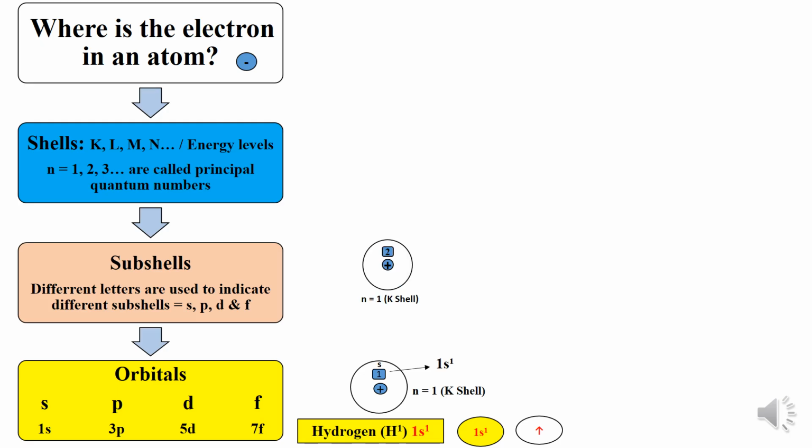And in case of carbon, two electrons are present in the 1s orbital in the first energy level, and in the second energy level, that is in the L shell, two electrons are present in the 2s orbital, while the remaining two electrons are present in the p orbitals. One electron is present in the 2px orbital, one electron in the 2py orbital, while the 2pz orbital of the carbon atom is vacant or empty.